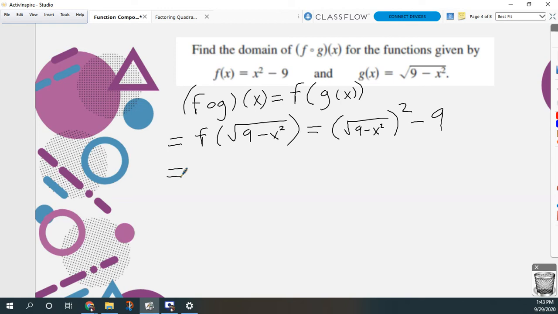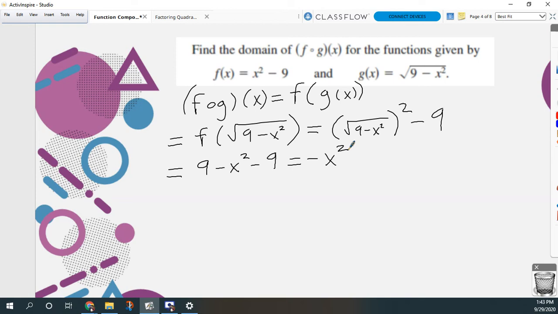Now, notice that when we square our square root, we'll end up with 9 minus x squared minus 9. So we just end up with a negative x squared. And if we were to just look at our negative x squared, we would say, oh, we're done. We don't have any domain restrictions. My answer is all real numbers.